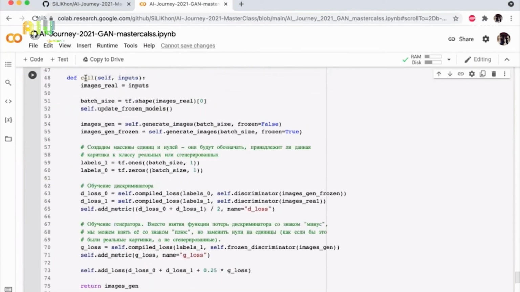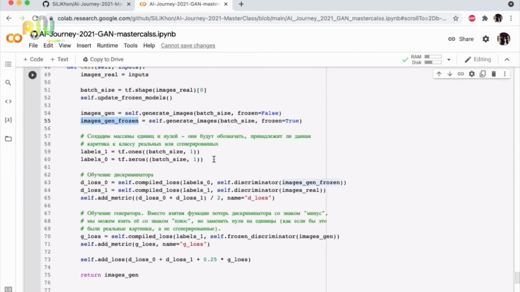And finally, the most important function is the call function. The call function is going to be iteratively called during model training, and here it must count all the loss functions. In order to do that, we create a set. So we use this generate images function in order to create a set of images generated by the generator. We have a set of non-frozen, and we have a frozen and unfrozen set.